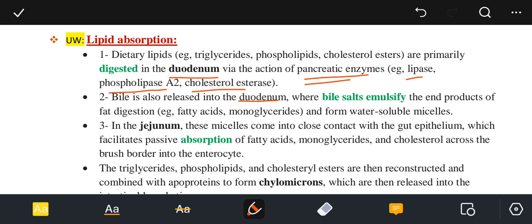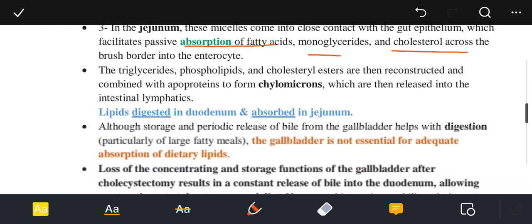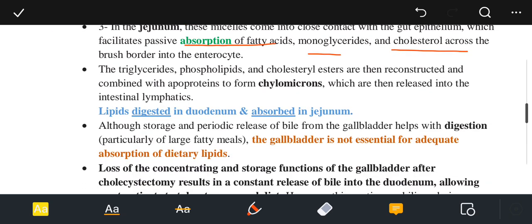So bile is released into the duodenum, where bile salts emulsify the end products of fat digestion, for example the fatty acids and the monoglycerides, and form water soluble micelles. In the jejunum, these micelles come into close contact with the gut epithelium, which facilitates the passive absorption of fatty acids, monoglycerides, and cholesterol across the brush border into the enterocytes. The triglycerides, phospholipids, and cholesterol esters are then reconstructed and combined with apoprotein to form the chylomicrons, which are then released into the intestinal lymphatics.